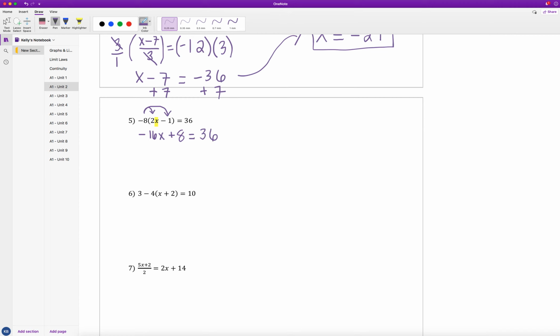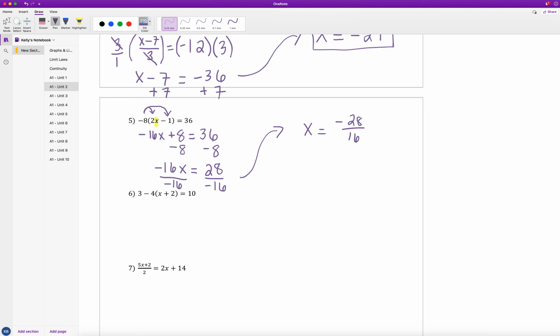So we've now dealt with the distributive property, so I no longer have those parentheses, and now this looks similar to what example 3 actually looked like, where I have a coefficient times our x plus or minus a number equals another number. So to isolate that x, the first thing I want to do is subtract 8, and whatever I do to one side, I have to do to the other, so I end up with negative 16x equals 28. From here, I want to go ahead and continue to isolate for my x, so I want to divide through by negative 16 to get x by itself, and that will leave me with x equals negative 28 over 16.